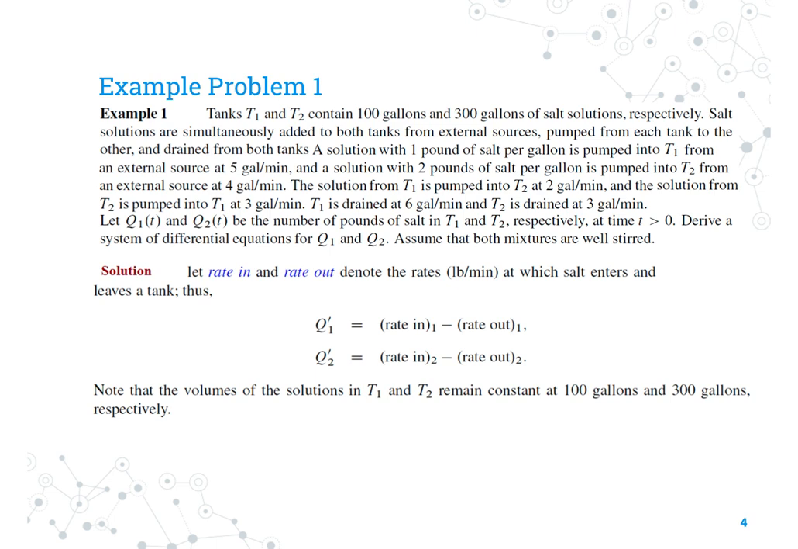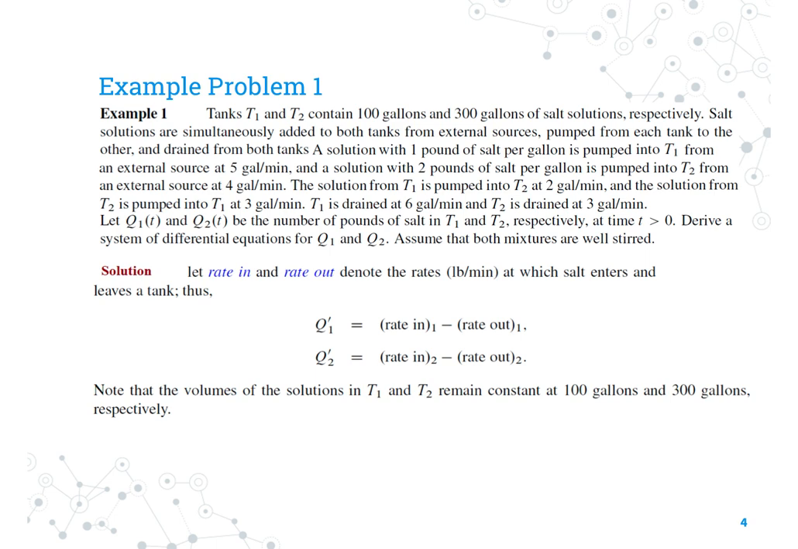A solution with 1 pound of salt per gallon is pumped into T1 from the external source at 5 gallons per minute, and a solution with 2 pounds of salt per gallon is pumped into T2 from an external source at 4 gallons per minute. The solution from T1 is pumped into T2 at 2 gallons per minute, and the solution from T2 is pumped into T1 at 3 gallons per minute. T1 is drained at 6 gallons per minute, and T2 is drained at 3 gallons per minute.